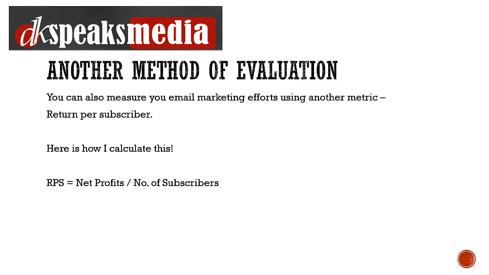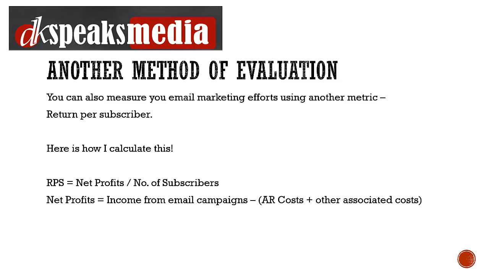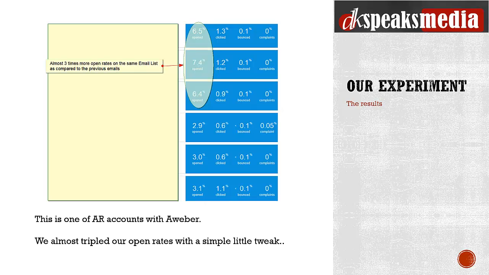So let's assume that you make about $2,000 from your email list in a month. And if you have 2,000 subscribers in your list, your RPS, or return per subscriber, will be 2,000 divided by 2,000, which is $1 per subscriber. So the net profits will be the income from email campaigns minus any AR costs or other associated costs. And what we need to understand here is that the higher the RPS, the better. If you're getting a higher return per subscriber, it is better for your business.